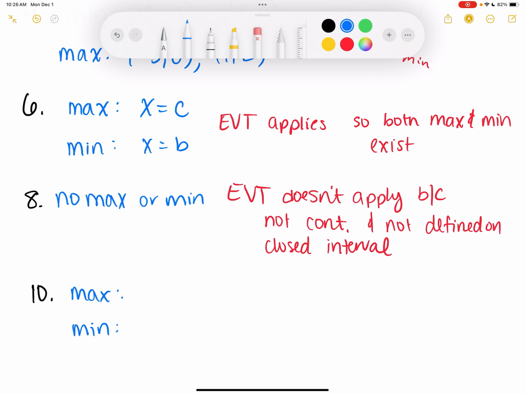So the max is going to be at that closed circle value at x equals a. And then the min is going to be at the point where it comes down, like the middle of the bird, so at x equals c. But the extreme value theorem does not apply because it's not continuous.